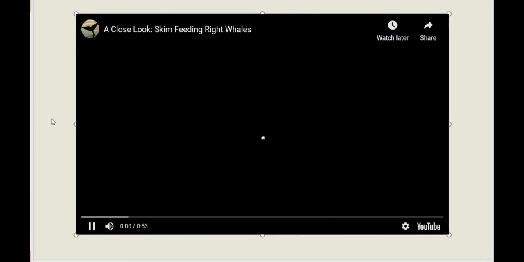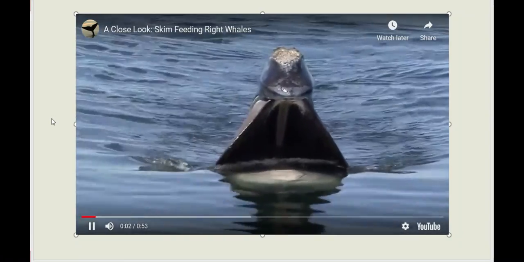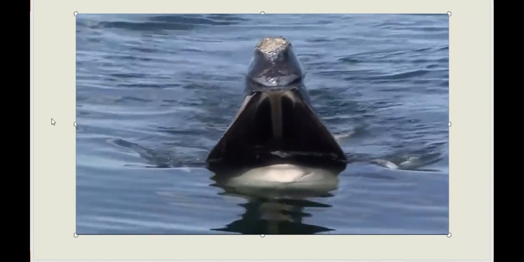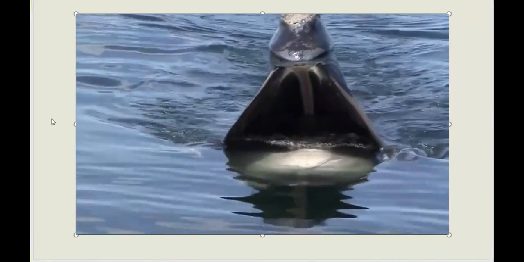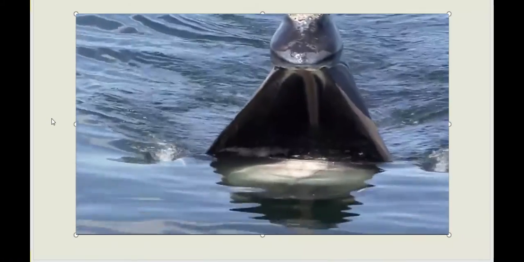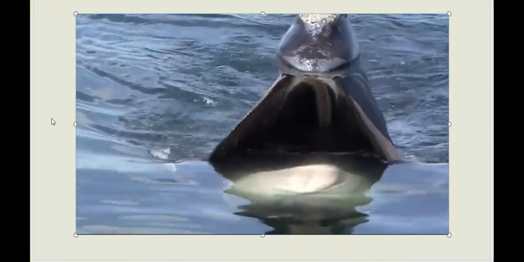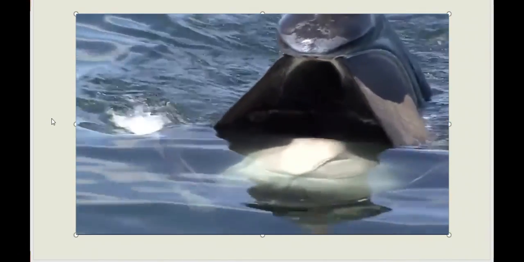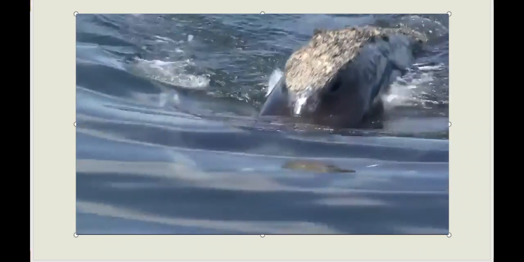Here we have a right whale that's skim feeding. It's just swimming through the water with its mouth open. Water is going in the mouth and being forced out through the baleen, and the copepods are being filtered from that water. Now that might sound kind of gross, but copepods are closely related to shrimp, so probably tastes pretty good.